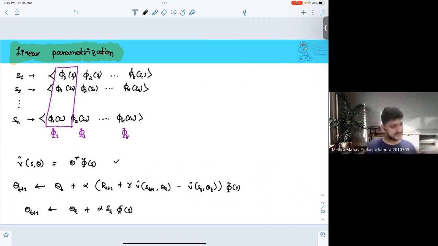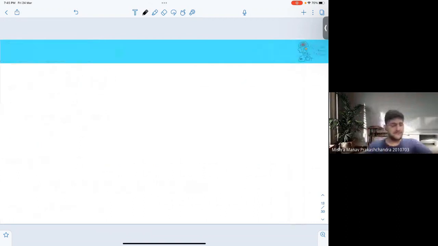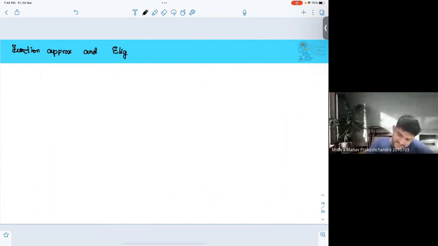What else? Okay, I'll quickly cover the control with respect to function approximation and eligibility traces. So now we want to look at how eligibility traces affect the function approximation that we are taking here.